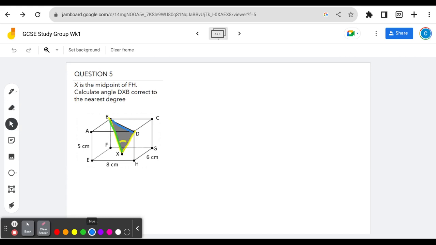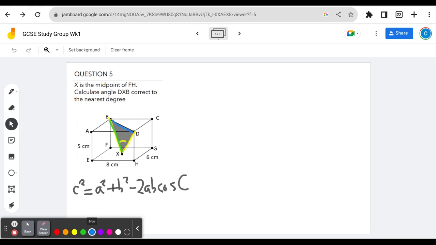So I'll just quickly write out the cosine rule here. The cosine rule is that c squared equals a squared plus b squared minus 2ab cos C. So I knew it wasn't the sine rule because that would need two angles. I'm only interested in one here.